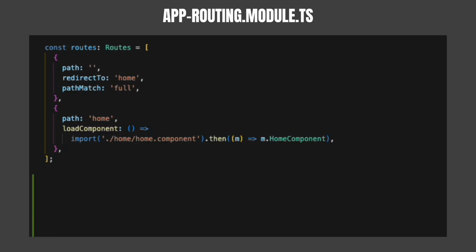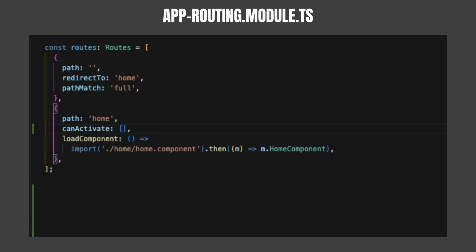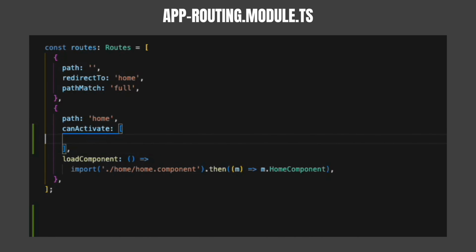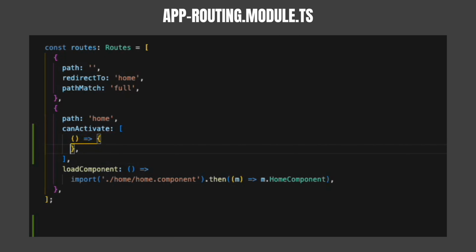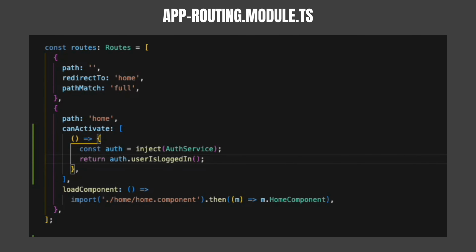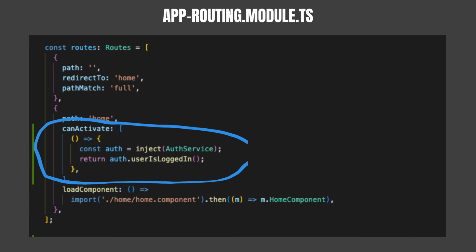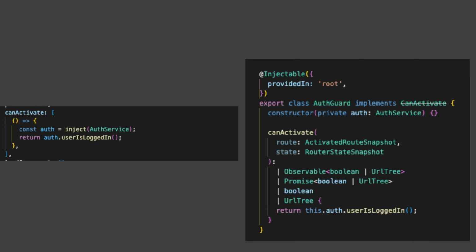We can add a canActivate array to our desired route. Then we add a function that injects our auth service and returns true or false if the user was logged in or not. One of the cool things is that we can write functional guards directly in our route. We can see right away that this does the same thing but with a much smaller footprint.